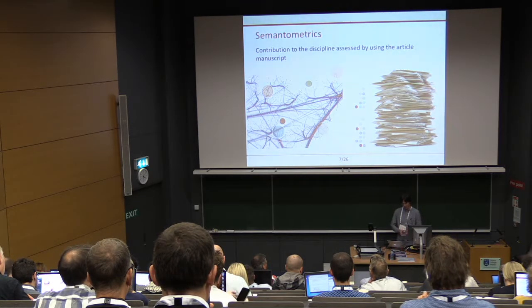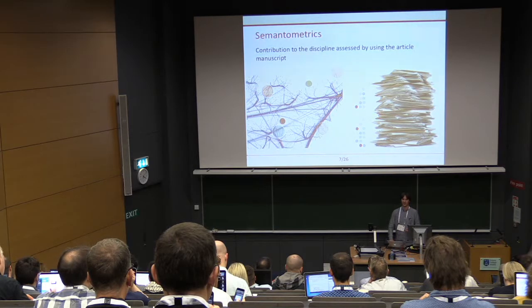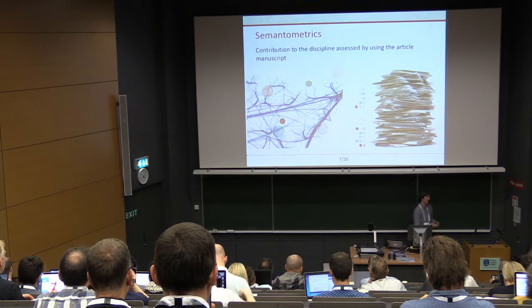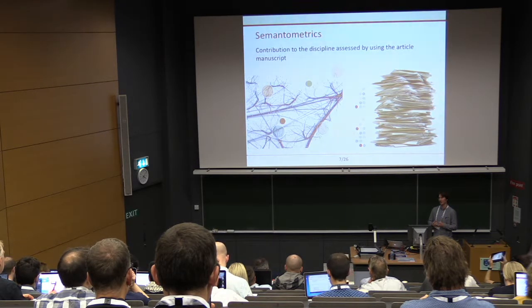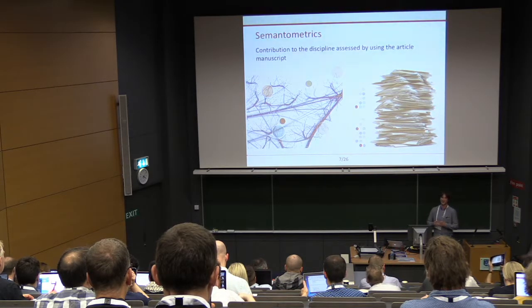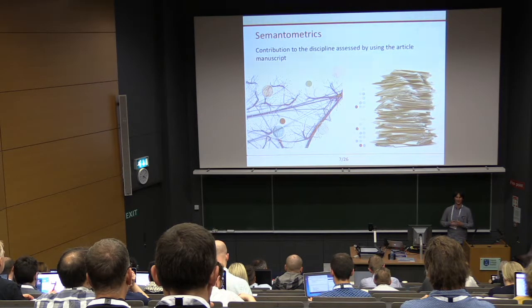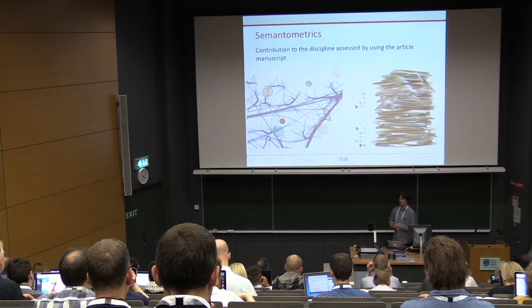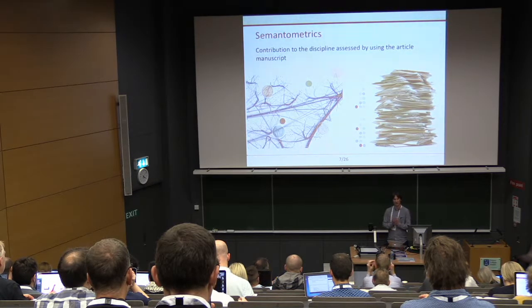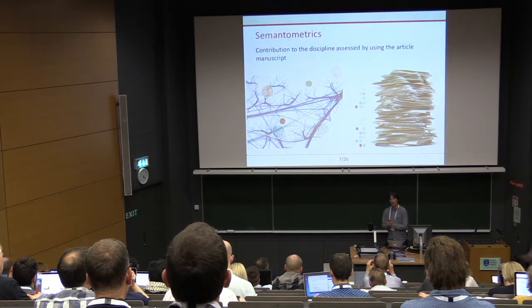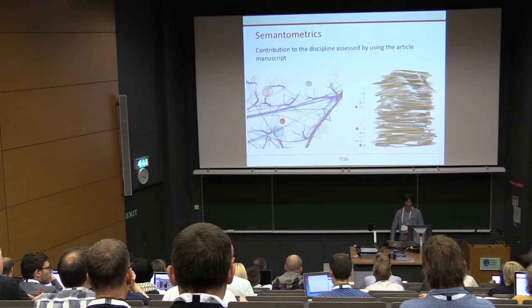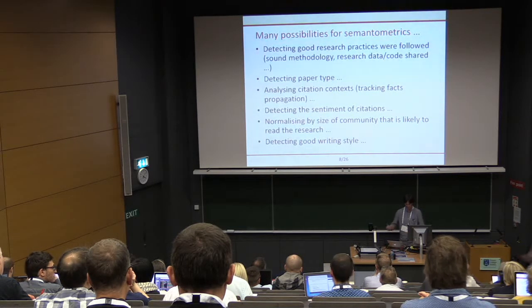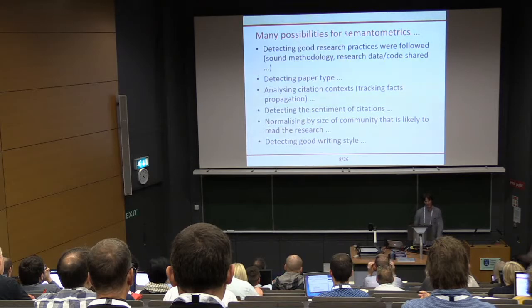So semantometrics are all about taking into account the article full text. And why does semantometrics happen now? I think the reason is that in the past we did not have access to the full text. We maybe had access to abstracts, and access to the content was not available. With the open access movement, we are seeing the creation of a new opportunity for actually utilizing the manuscript itself for research evaluation.